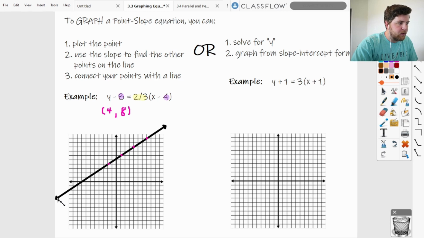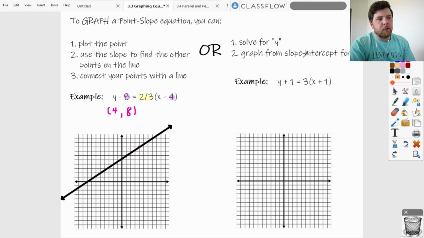You want to graph as many as you can. For the sake of shortening this video, I'm not going to graph all of them. And as you can see, it would be like an awkward y-intercept to put there. So it's better to just start from this point and graph from there.